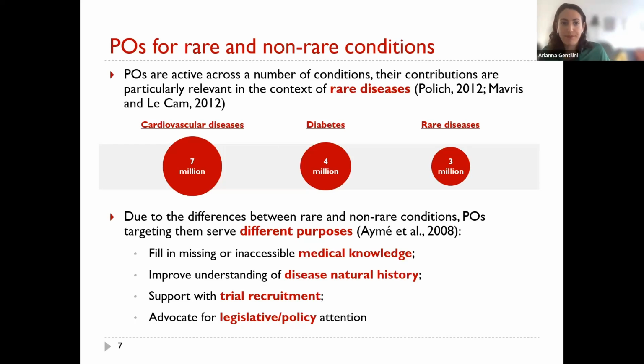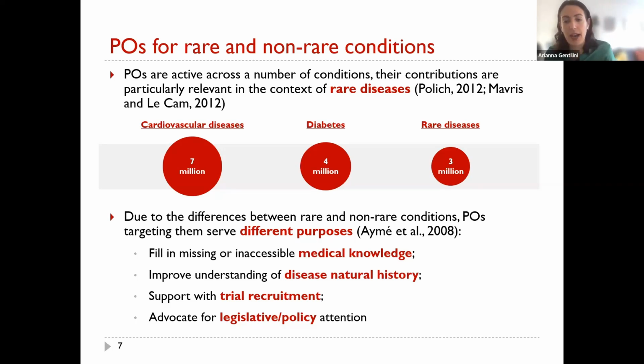So despite patient organizations being active across a number of conditions, they are particularly important in the context of rare diseases, which in Europe are defined as conditions that affect up to 5 people in 10,000. And these conditions are intrinsically different from non-rare ones, as they affect a small number of patients. They're usually genetically acquired, and on top of that, they usually tend to manifest in childhood.